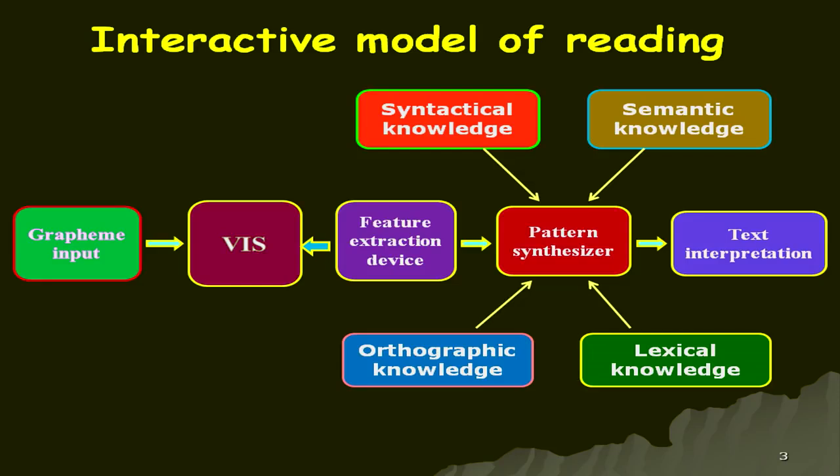Semantic knowledge, the meaning part. Next is orthographic knowledge, how the words have been arranged, how the letters have been used in words and sentences. And next is lexical knowledge, what kind of knowledge we have about the world. This lexical knowledge refers to the knowledge that we store in our brain.